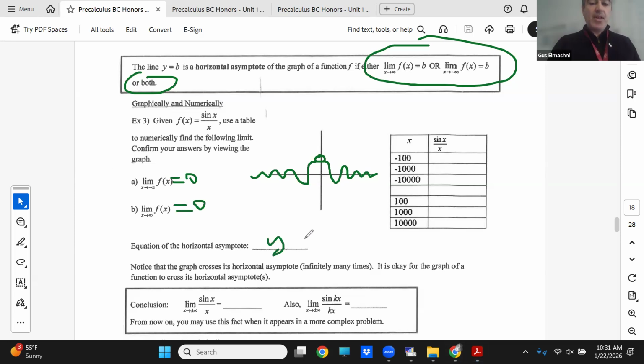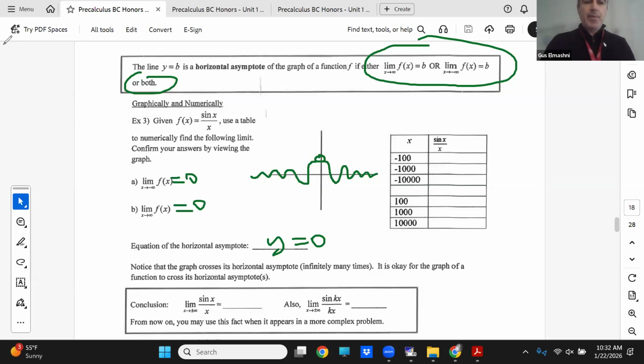So this actually does have a horizontal asymptote because it follows the pure definition of a horizontal asymptote. The pure definition is the limit as x approaches positive infinity. If that is a finite value, if it's b, that is going to be a horizontal asymptote.